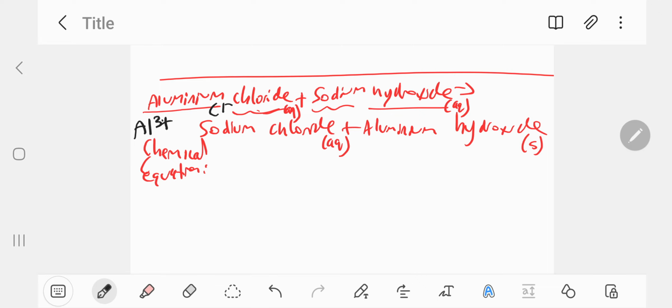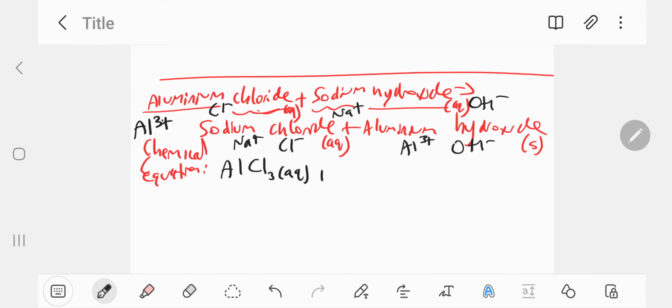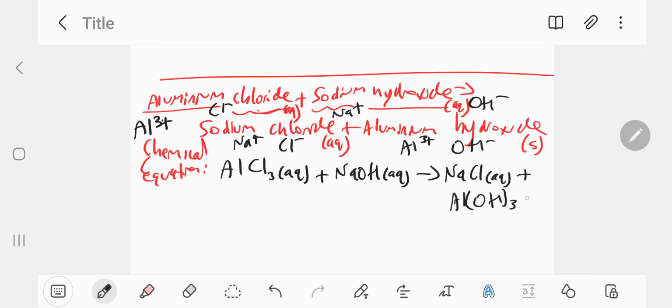Chloride is Cl minus. Sodium is Na plus. Hydroxide is OH minus. Okay, back to what we had before, NaCl, Al3 plus, OH minus. So let's crisscross AlCl. So the 3 comes down to here. This is aqueous plus sodium hydroxide, which is just NaOH, makes sodium chloride, NaCl, that's aqueous, plus aluminium hydroxide, Al(OH) putting brackets 3. Bring down the 3, solid.